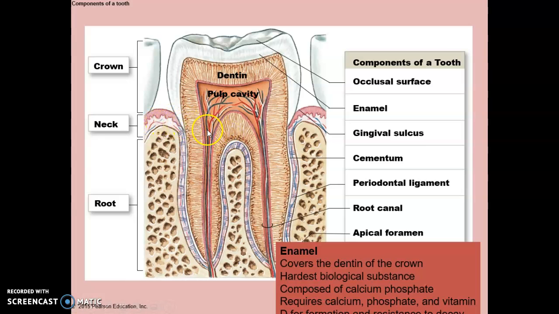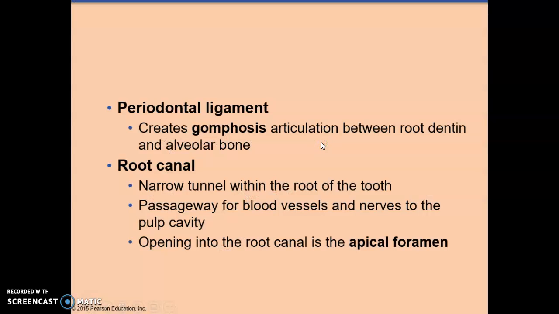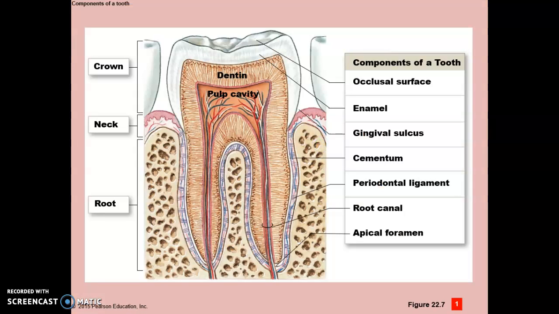The correct term for gum is gingiva. So here's a gingival sulcus. The articulation that holds the tooth into the gum is a gomphosis. The root canal is the narrow tunnel in the tooth, and it's the passageway of blood vessels and nerves to the pulp cavity. And so when you have a root canal, they destroy the pulp.